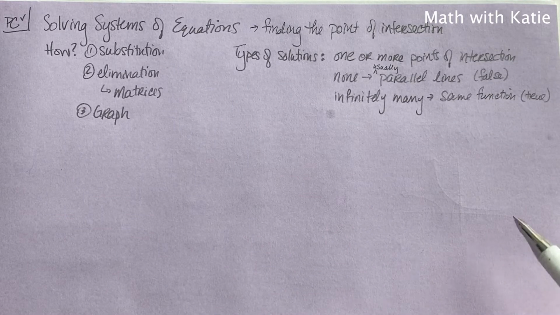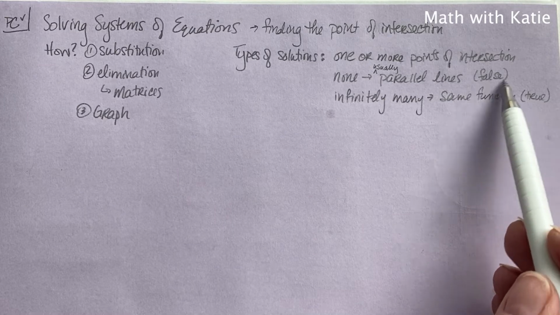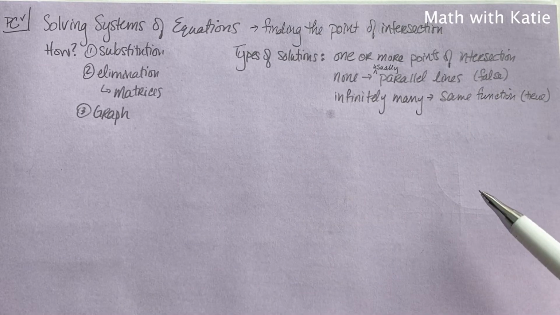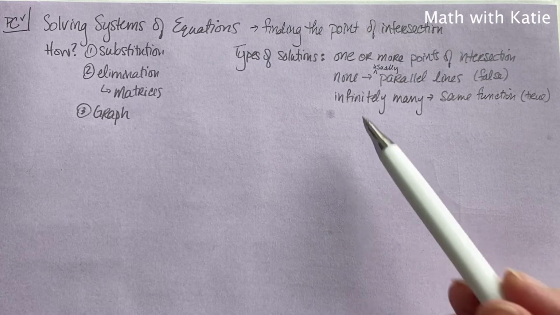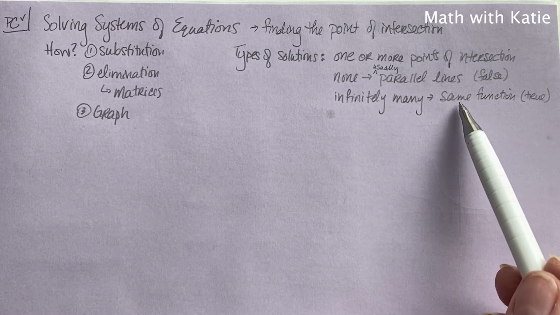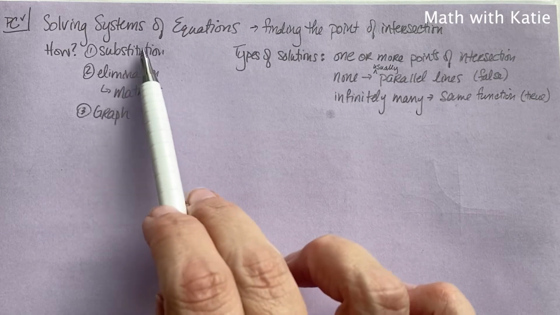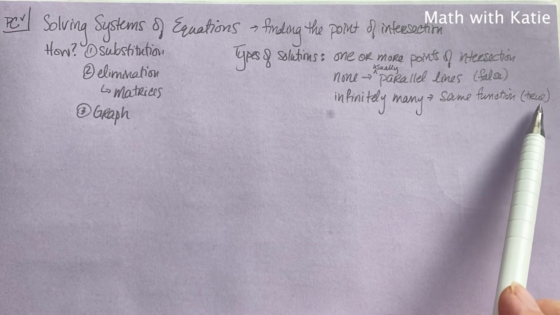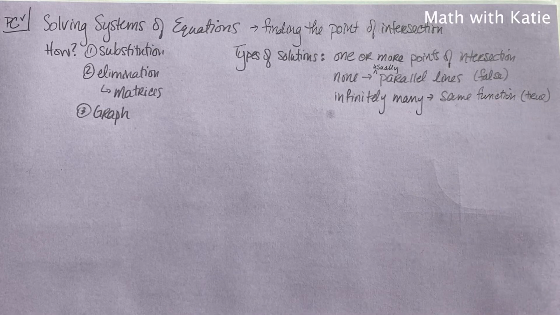Also, when you use substitution or elimination, you'll get something that's false, okay? It'll be like 3 equals -5, something that's false. Therefore, these two functions do not intersect. You can also have infinitely many solutions, which means they are the same function. And when you do the algebra through substitution or elimination, you're going to get something that's true, like 2 equals 2 or x equals x in that aspect, okay?